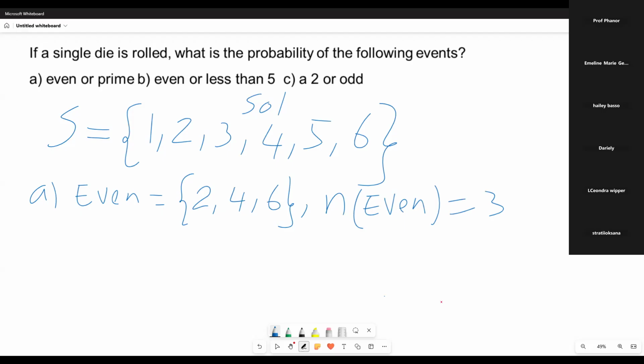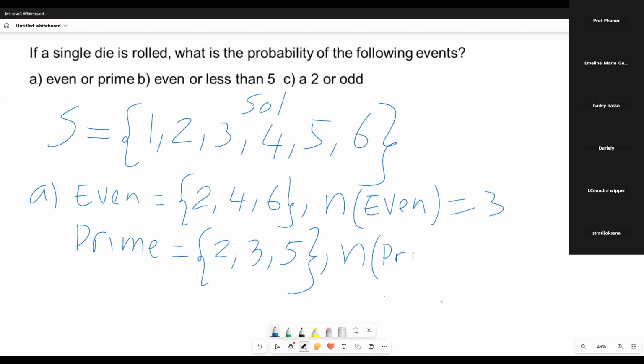And then the second event is prime. Looking for prime numbers, they will be 2, 3, 5. So n of prime also has 3 outcomes. Is this clear?